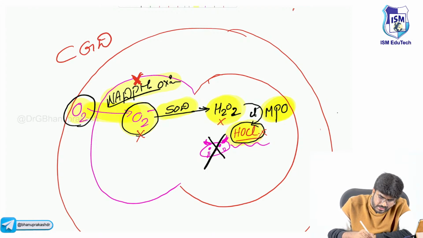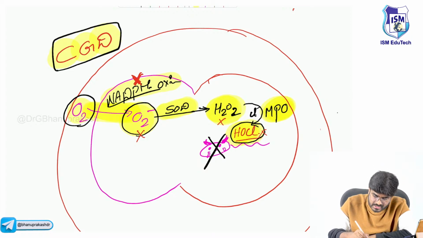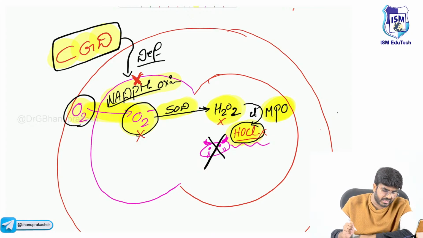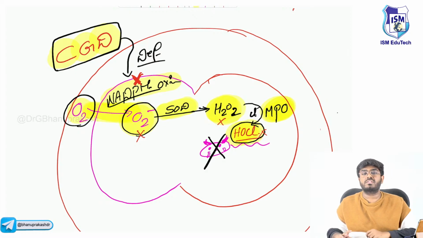CGD. CGD stands for chronic granulomatous disease. It is due to deficiency of NADPH oxidase. If that NADPH oxidase is not there, that will cause chronic granulomatous disease. So with this, we have killed the bacteria.